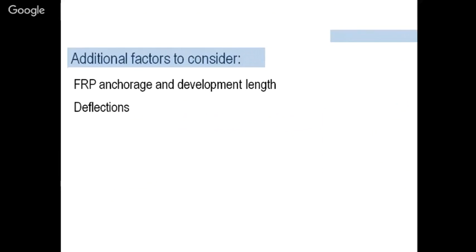So additional factors to be considered during FRP strengthening are anchorage and deflection. When you do FRP strengthening, you can't expect the beam to deflect a large amount. It won't deflect because when you fix a stiff material, it will increase the strength capacity more than the deflection capacity.